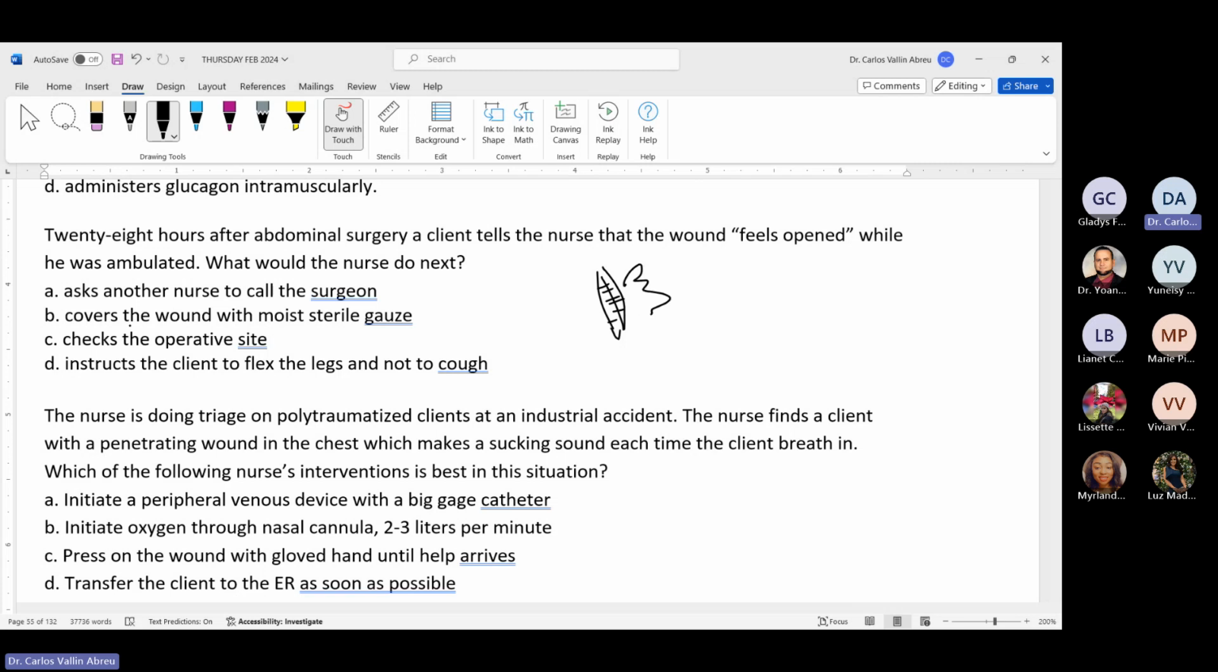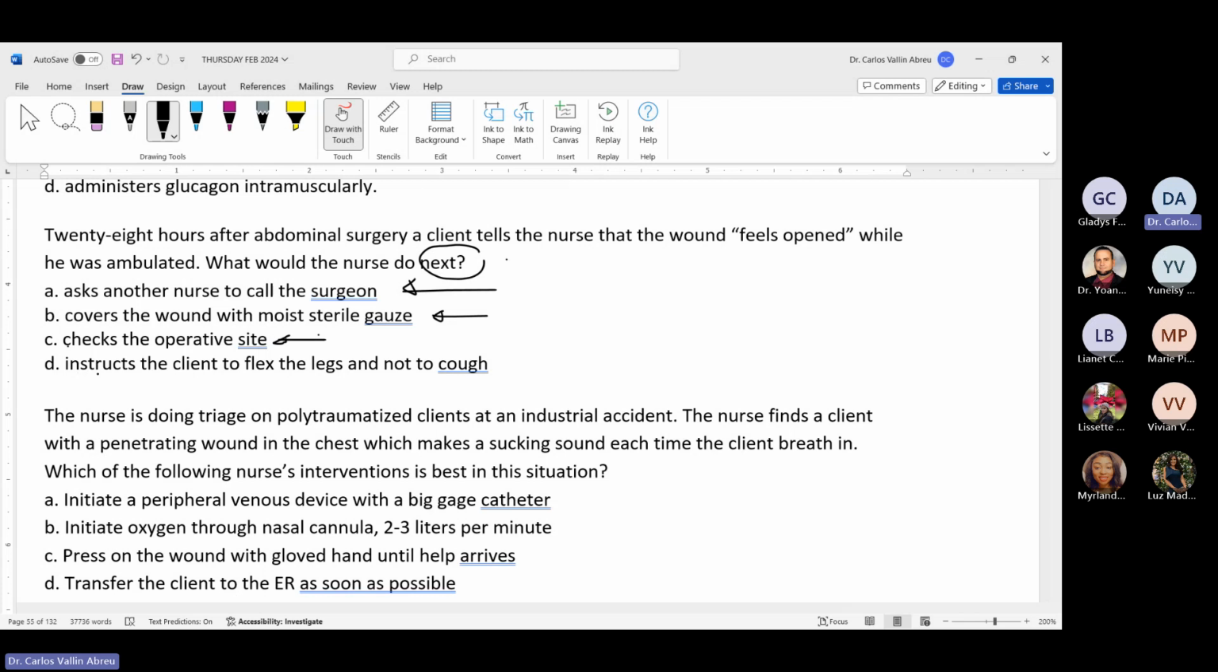Okay, B, cover the wound with moist, sterile gauze. This is something that we have been memorizing. That is a correct intervention and sounds very attractive to us. So it's absolutely correct, the same as it is correct to call the doctor. But they are asking not what is correct, but what you do first. And then I have check. The nurse checks the operative site. So what is this? An assessment of the site.